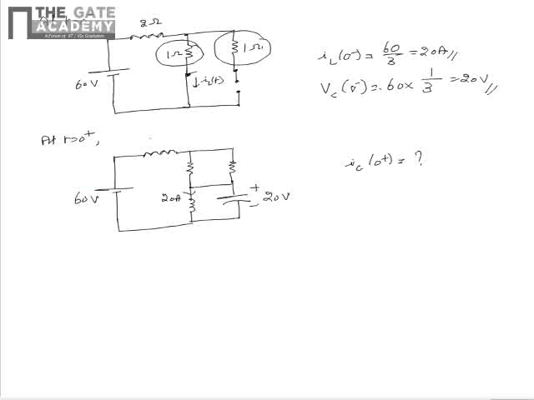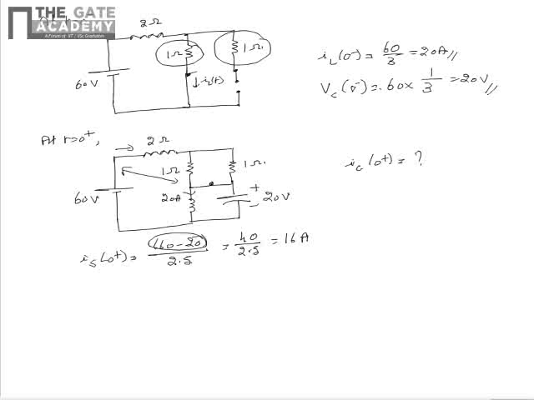As the supply voltage is 60 volts and the resistors are of resistance 2 ohm, 1 ohm and 1 ohm, we see that from the given circuit, the source current can be written as Is of 0 plus is equal to 60 minus 20 divided by 2.5. This is due to the reason that the drop across the resistors can be given as 60 minus 20 and the equivalent resistance can be written as 2.5. This is equal to 40 divided by 2.5, that is equal to 16 ampere.